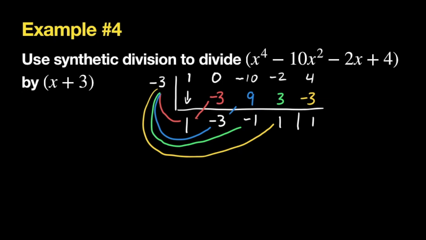And then we're going to rewrite this as x to the third minus 3x to the second minus x. We don't need to put the 1. We can just put minus x plus 1, and the remainder is going to be 1 over x plus 3.